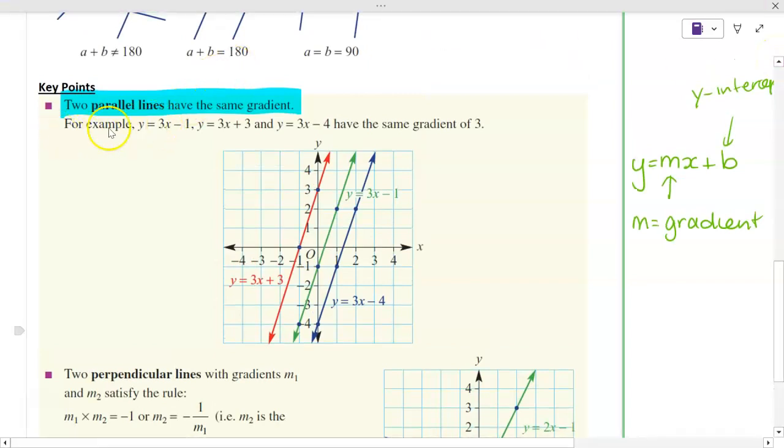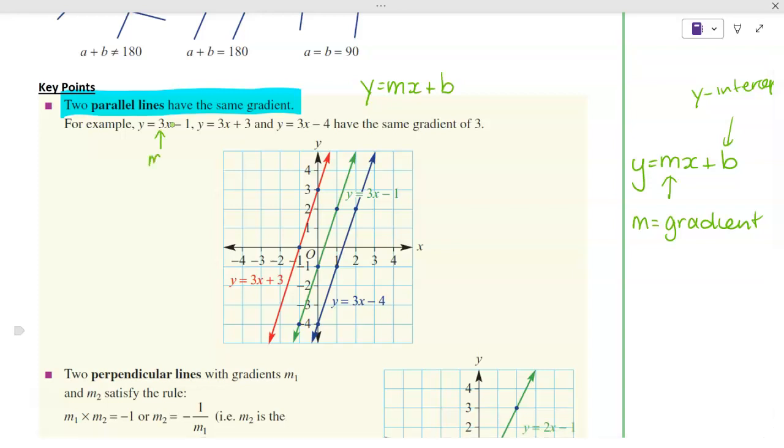So if you have a look at these lines we've got over here, y equals 3x minus 1, 3x plus 3, and y equals 3x minus 4. The number at the front of the x matches up with the m in our general equation form, y equals mx plus b. So the m on that first graph is 3. The m on our second graph is also 3, and the m on our third one is also 3. So we say those three lines have the same gradient, which means they're parallel. Even without drawing those graphs, we can look at them and say they're parallel.